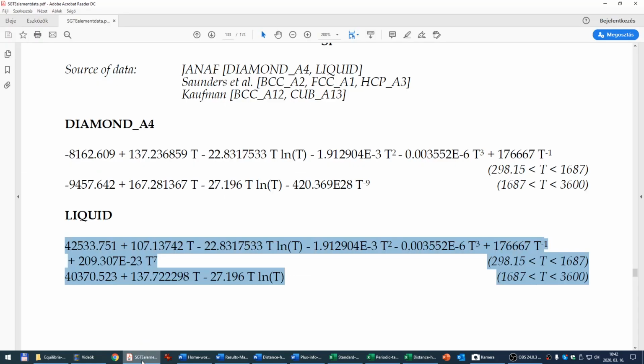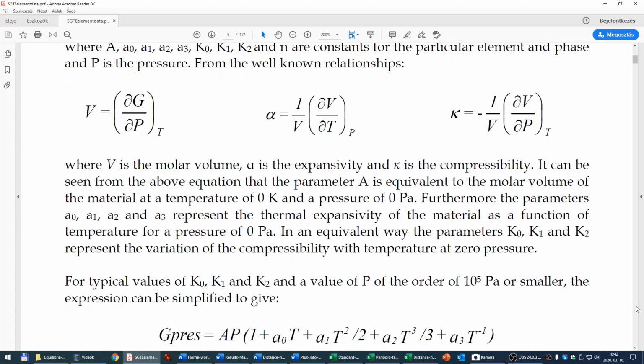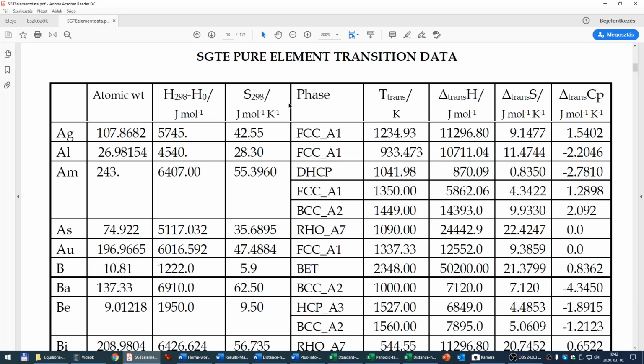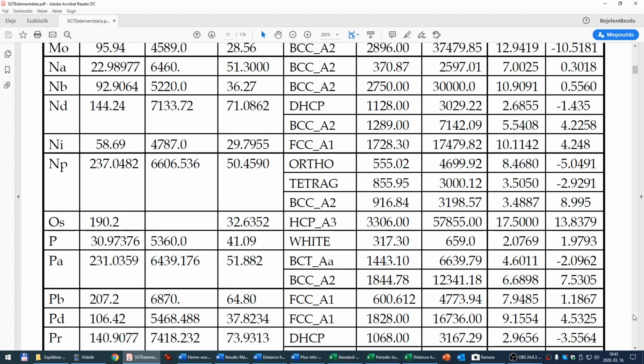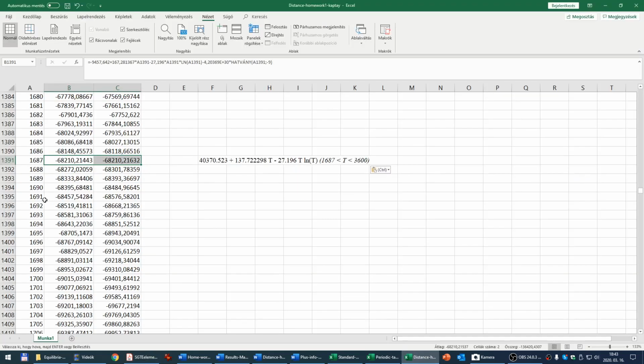How we can check that? So we can go back to the same handbook of Alan Dinsdale, okay, first page, and then not very far from the first page we are coming to the table. Here you are, so you can see here the elements, the phases and the transition temperatures. And if we go down to Si, which is silicon, here you are, silicon is indeed a diamond. You remember we are working with the solid diamond phase. And look, this is the transition temperature, 1687 Kelvin, exactly the same as 1687 and 1687, at which the solid and the liquid have the same molar Gibbs energies.